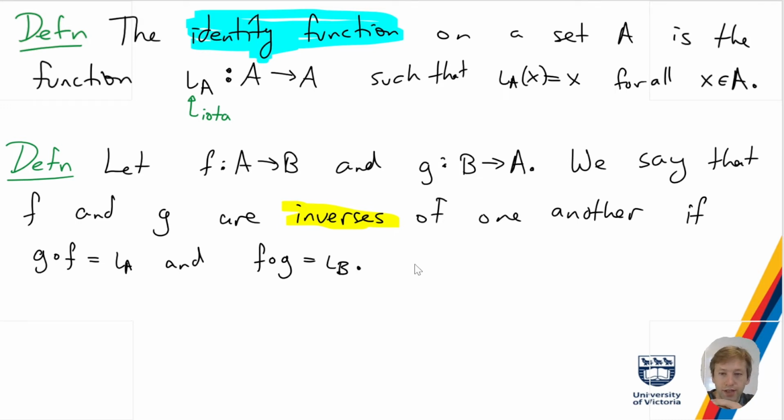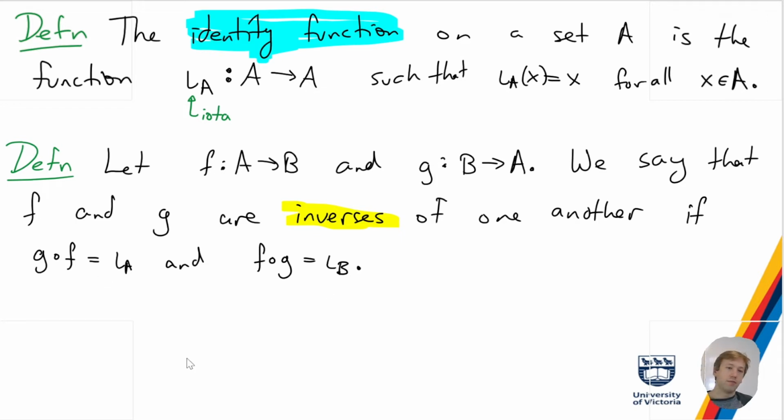Okay, so this is, remember, back when we did functions, we said that two functions are equal if they have the same domain, the same codomain, and if they have the same value on every element of the domain. Or in other words, every element of the domain has the same image. So that's what we mean when we say that these two functions are equal. Same domain, same codomain, same image for every element in the domain.